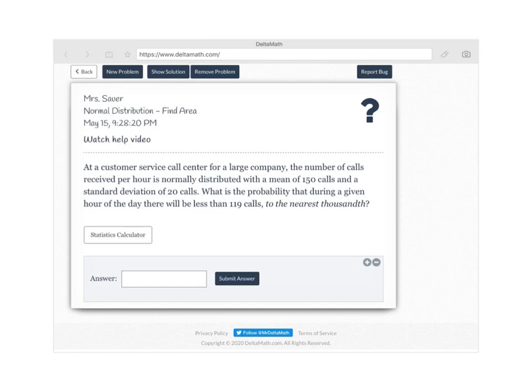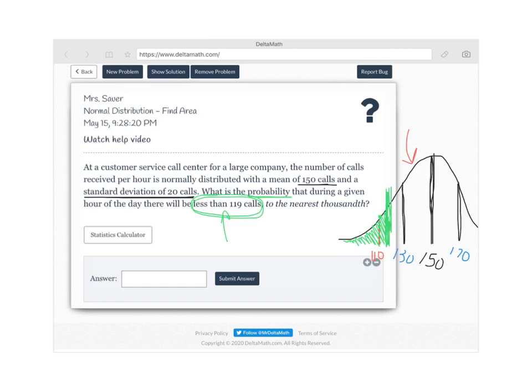So I'm going to draw that. My 119 would be right here, almost right in between the 110 and the 130. And we want less than that. So if I look here, this isn't too much of my curve. The taller, bigger part is shaded in. So I'm going to expect a probability that's not super big.